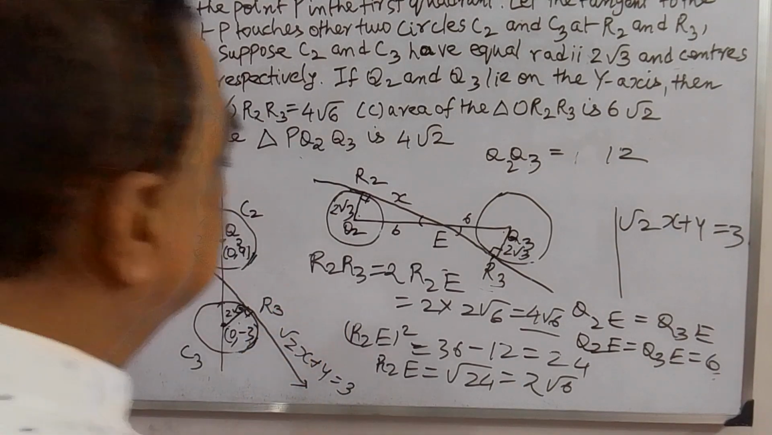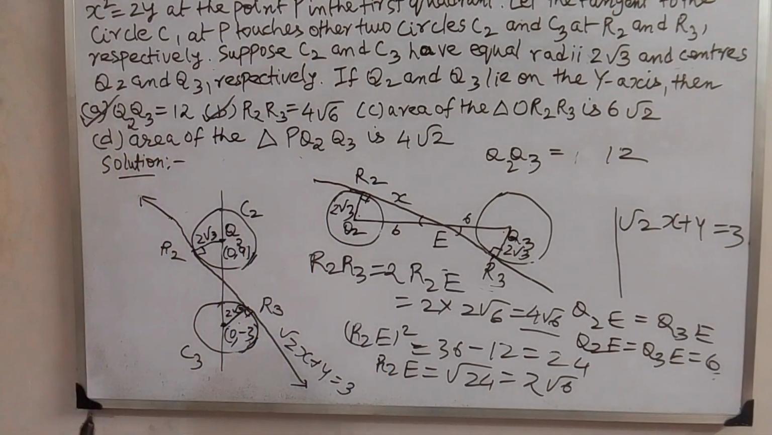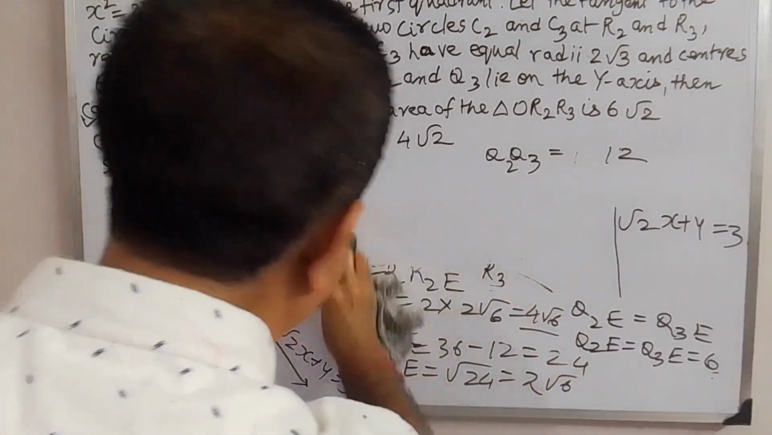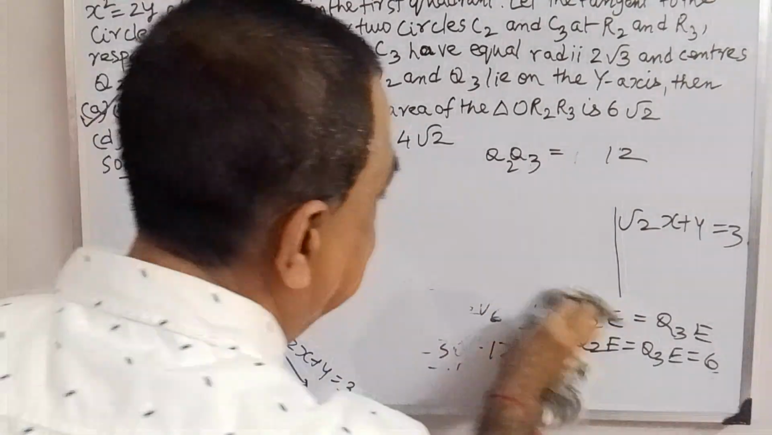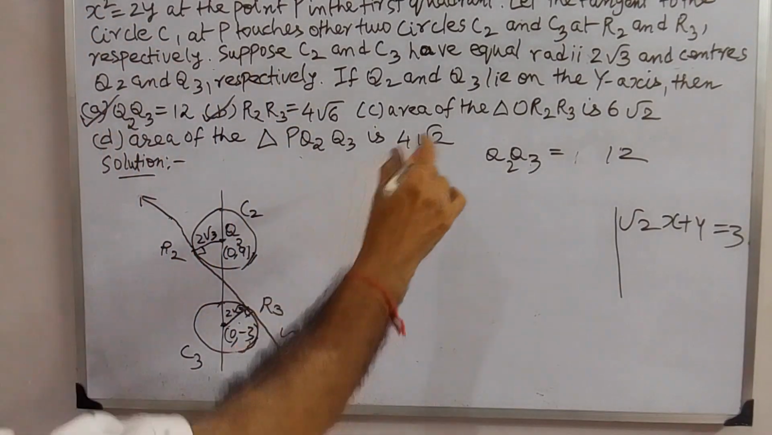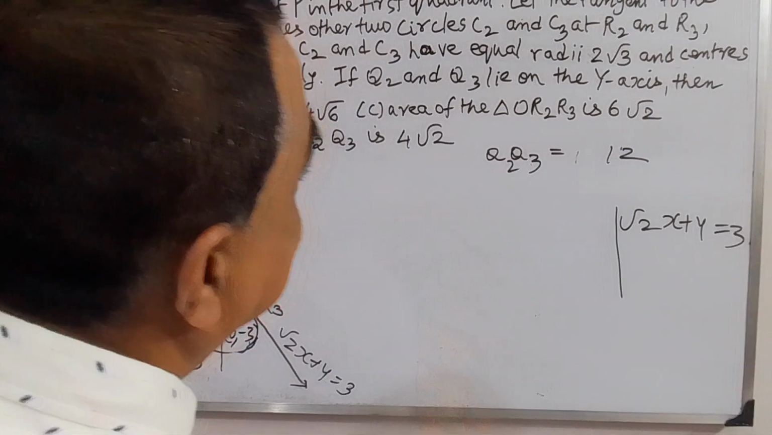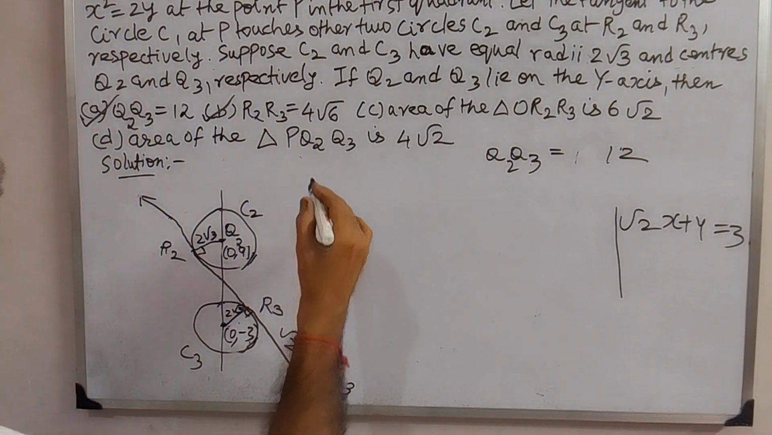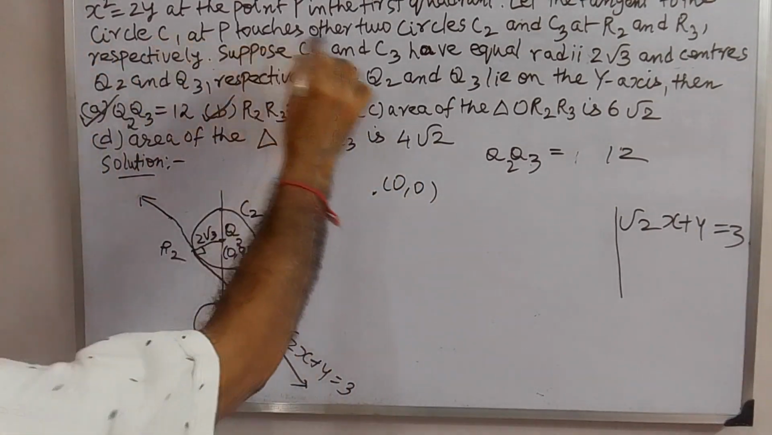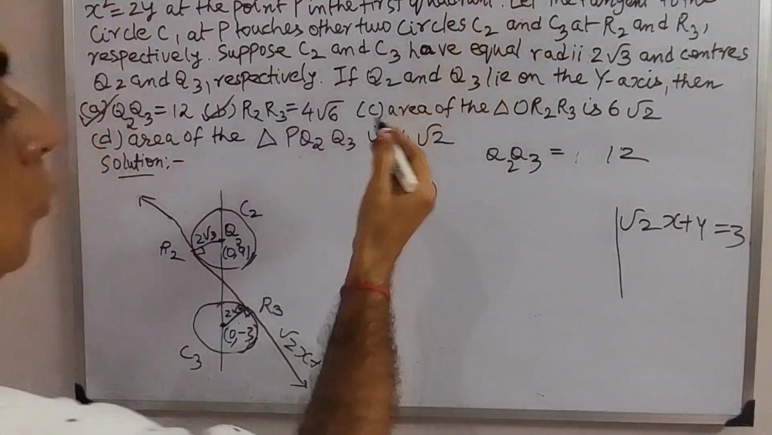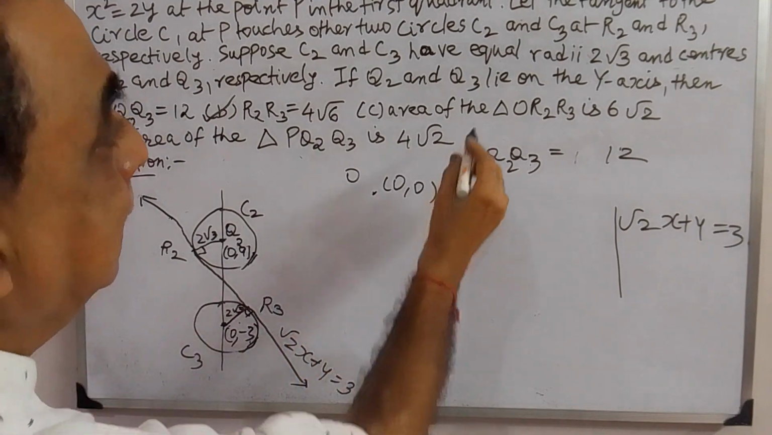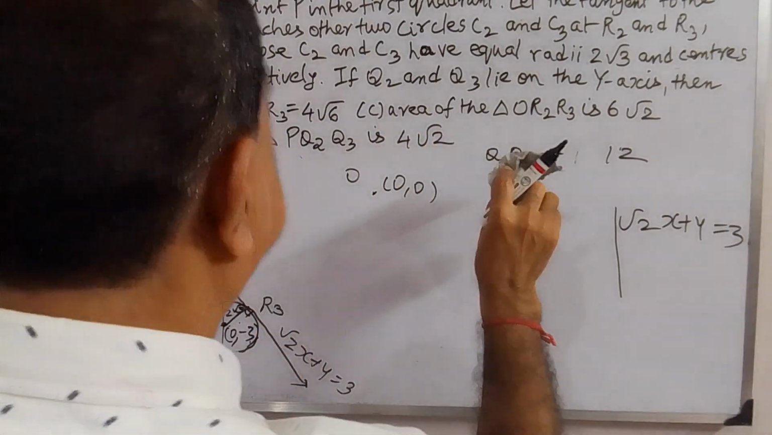Now we are doing part C. A and B are both correct. Now let us check option C. What is option C saying? Option C says the area of the triangle OR2R3 is this. Now see here, O is the origin. In the question it was mentioned, with center O, and we have found the center of the circle is the origin.